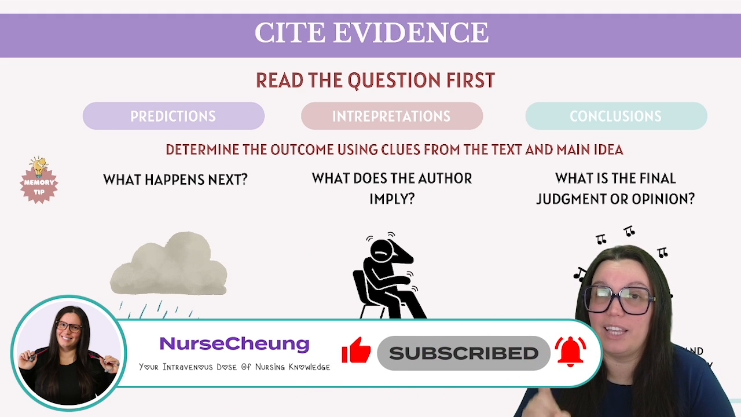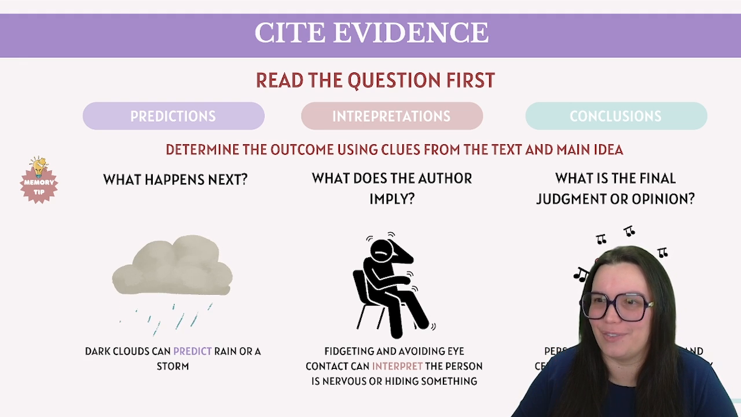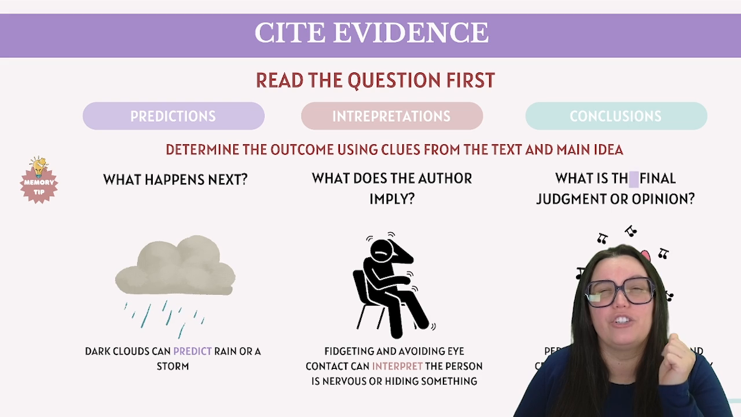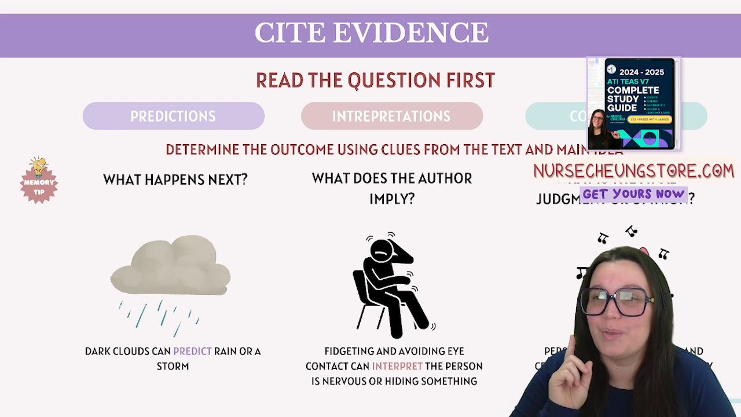As always, the number one thing you are going to want to do every single time when it comes to answering questions about citing evidence is to read the question first. It's important to know what the question is specifically asking before you read the passage. So starting first with predictions.